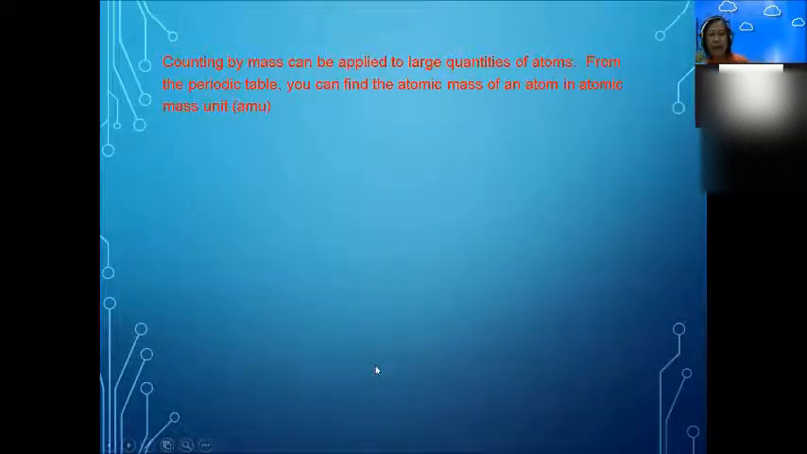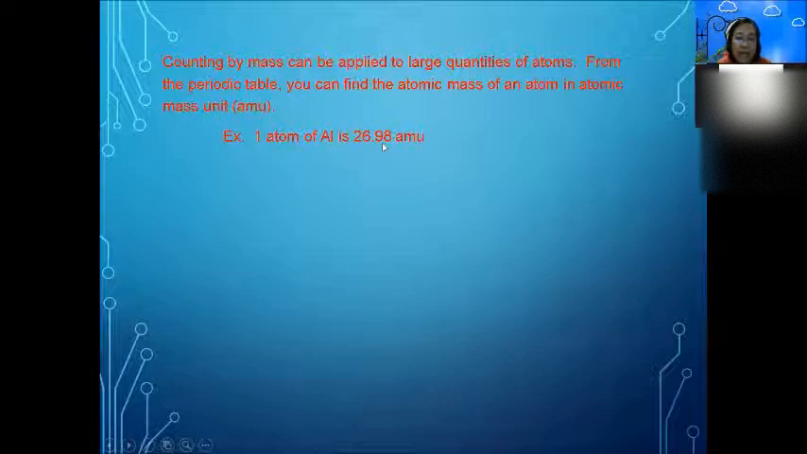So counting by mass can also be applied to large quantities of atoms. Okay? So you can see from the periodic table that you can find the atomic mass of an atom in atomic mass units. For example, one atom of aluminum is 26.98. How did we get 26.98? Same as with chlorine earlier. This is obtained from the relative abundances of the aluminum isotopes. So this is the average, 26.98.